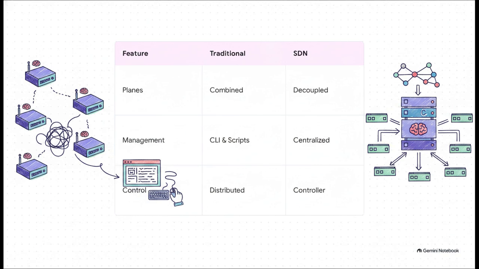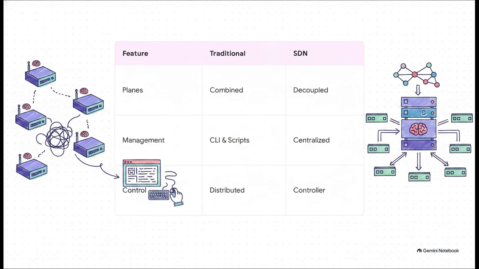Software-defined networking, or SDN, radically changes how networks operate by decoupling the brain, which we call the control plane, from the muscle, the data plane. In traditional networking, every router and switch was just its own little island. Admins had to manage them one by one using command line interfaces, clunky GUIs, or custom scripts.